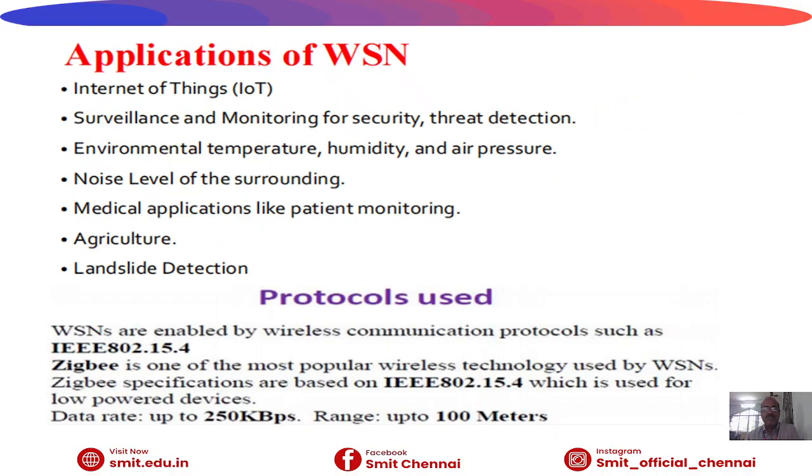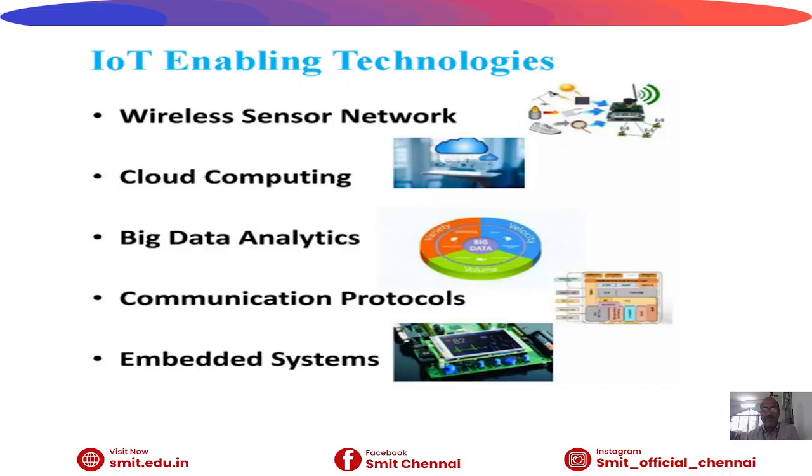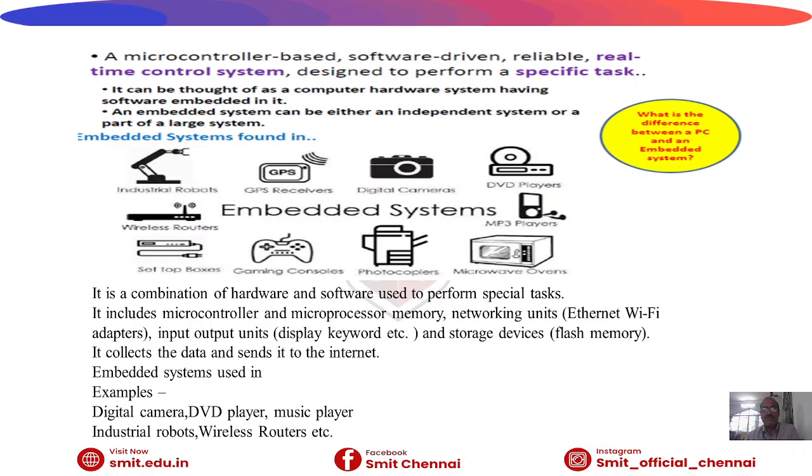And the last one, out of the five, is embedded systems. We'll go to embedded systems. Yes, an embedded system is nothing but a microcontroller-based, software-driven, reliable, real-time control system designed to perform a specific task. What is an embedded system? See the example: industrial robot. It uses a GPS receiver or digital camera, DVD players, microwave oven, photocopiers, set-top boxes, gaming consoles, all wireless routers.